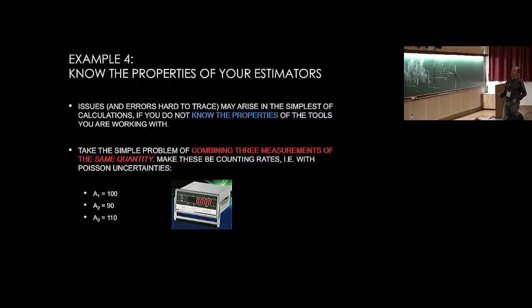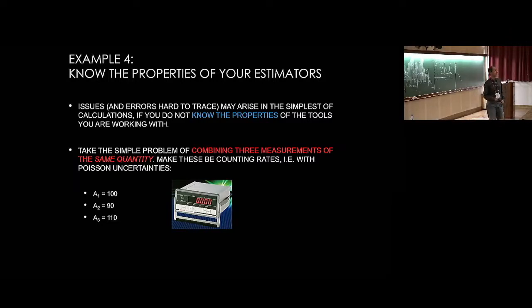Let's take the problem now of combining 3 measurements of the same quantity. We did it with 2, now let's do it with 3. Let these be counting rates with Poisson uncertainties. You have a counter, in a minute you count 100 decays, then the next you count 90, the next you count 110. What can you do? You can combine them, because you will improve your precision on the flux if you want. And these are all compatible with being the same number which is affected by Poisson fluctuations, right?